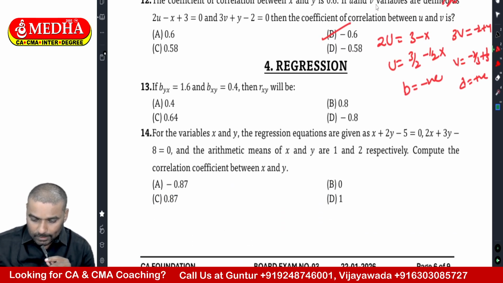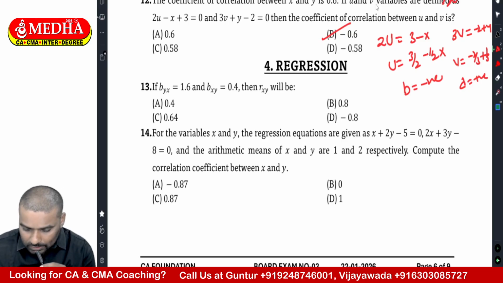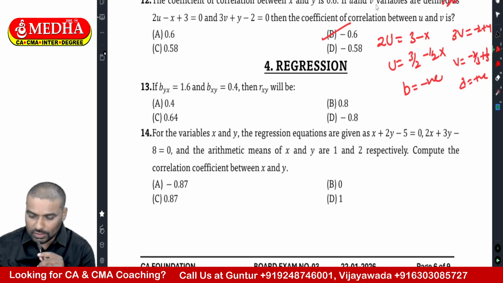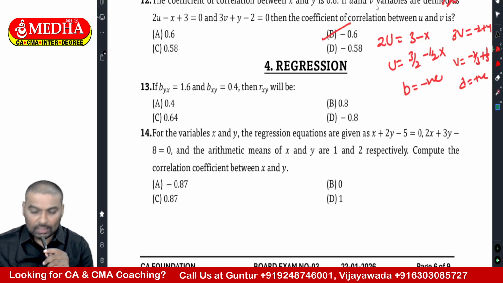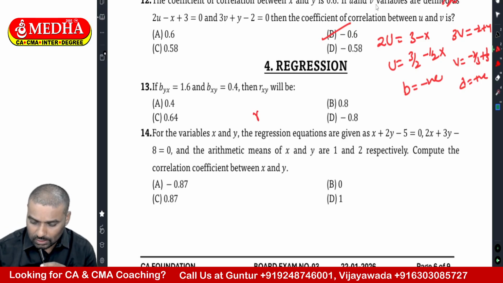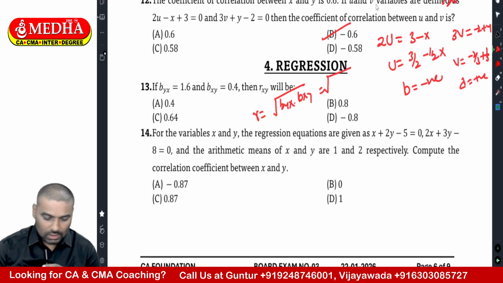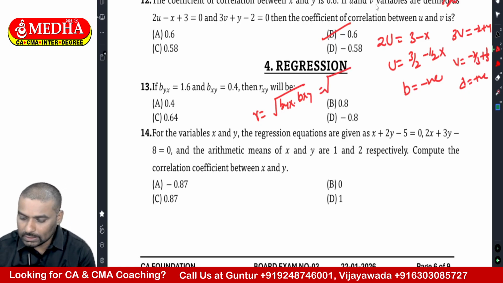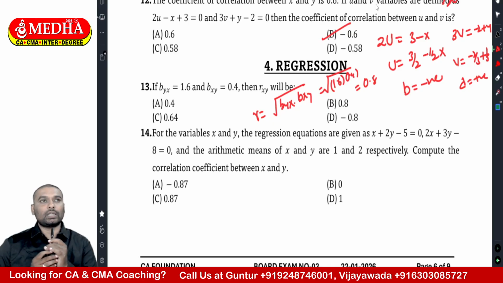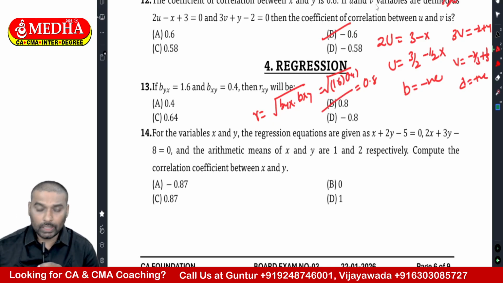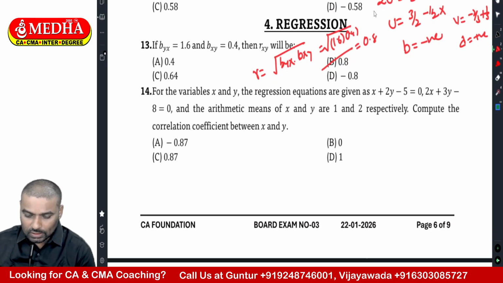Next, bit number 13, byx is given 1.6, bxy is given 0.4. Calculate r value. So r is equal to root over byx into bxy. That is root over 1.6 into 0.4, that we get 0.8. Option B is correct.